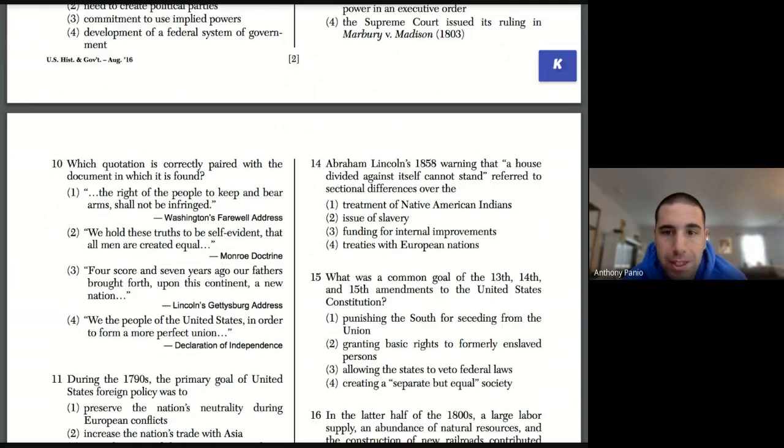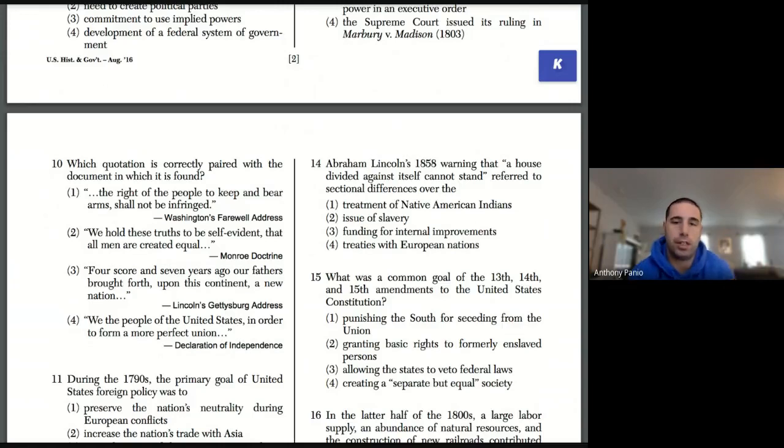We hold these truths to be self-evident that all men are created equal. That is saying it's from the Monroe Doctrine. That is not correct. That is from the Declaration of Independence. Four score and seven years ago, our fathers brought forth on this new continent a new nation. That is correct. That is how Lincoln's Gettysburg Address starts. So 3 is the correct answer.